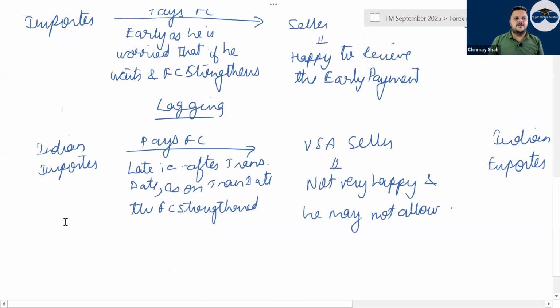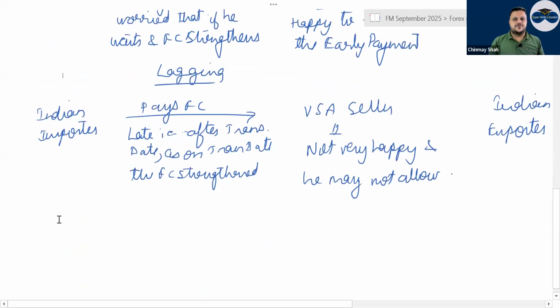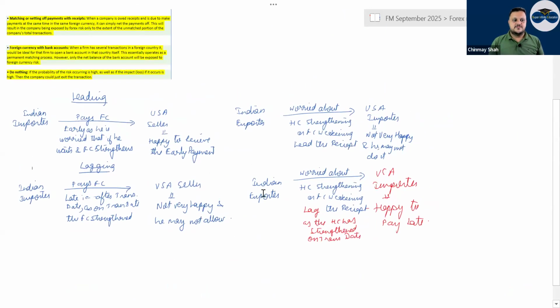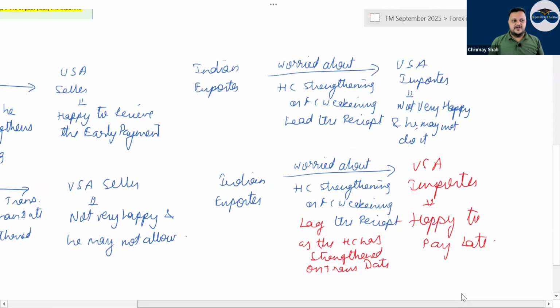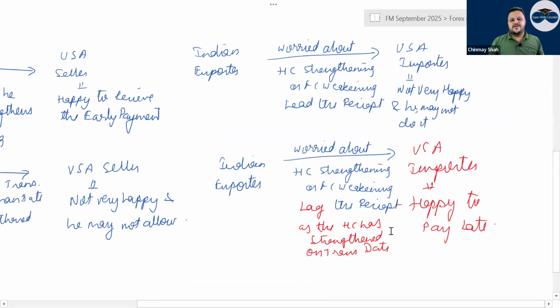But if an Indian importer tries to lag the payment, that means make it late, generally the USA seller will not be very happy and may not allow it, correct? Because on the transaction date, if the foreign currency has strengthened, lagging may not be that useful, correct or not? Have a look. An Indian exporter worried about home currency strengthening says he will lead: he wants the money early. The USA importer may not be very happy to give him the money earlier. But if the Indian exporter says please pay late after 60 days, the USA importer will be very happy.